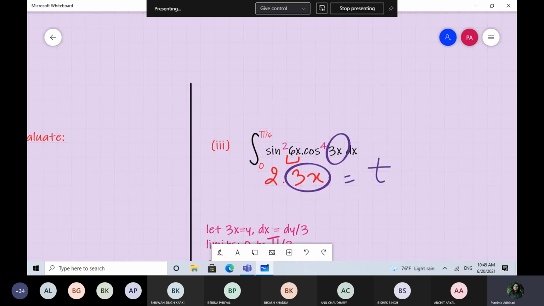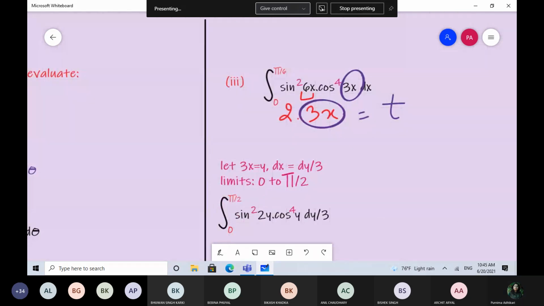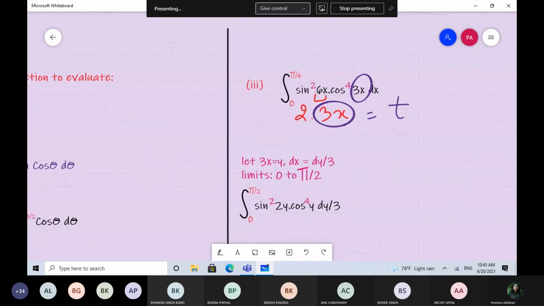So I've done this here. So you can see this conversion. dx will be replaced by dy by 3. You can assume 3x equals to y, dx will be dy by 3. Now, limits of integration. When you assume 3x equals to y, your limits of integration change to 0 to pi by 2, and your integral changes to sine squared 2y cos to the power of y.